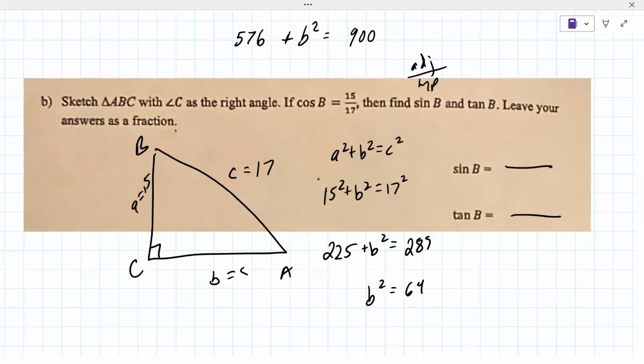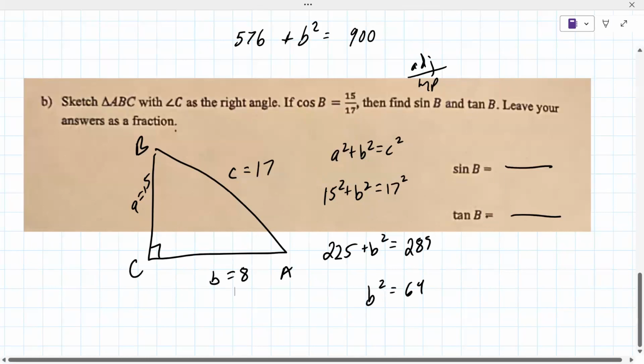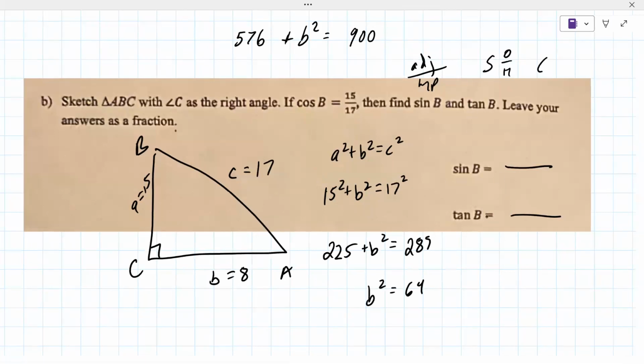So does that mean the angle is 8 degrees? No, it means the side. Oh, the side, okay. So then when it says leave your answers exact and approximate. Remember SOHCAHTOA, right? You're finding the opposite over the hypotenuse.